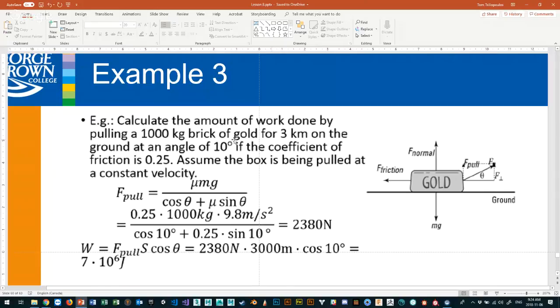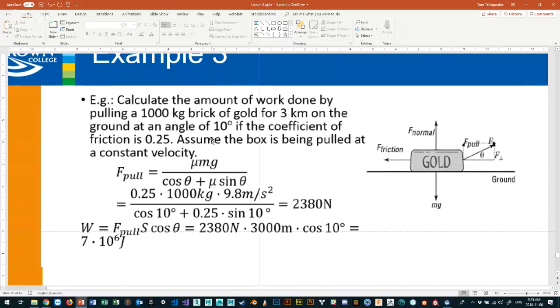A 1,000-kilogram brick of gold for 3 kilometers on the ground at an angle of 10 degrees. Okay, at an angle of 10 degrees. If the coefficient of friction is 0.25, assume the box is being pulled at a constant velocity. What is the total work being done? Right, because that's what we're looking for.